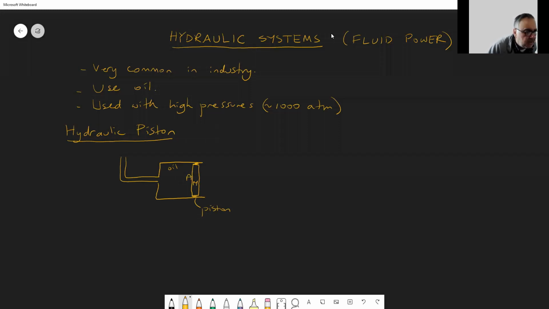So there is pressurized oil here with a pressure P. Now this piston experiences a force. Oil comes in from here by Q, let's say. This is F. And the piston displacement is, let's say, X. Okay. Well, this is the hydraulic piston.